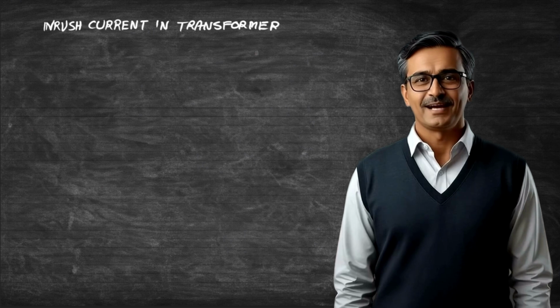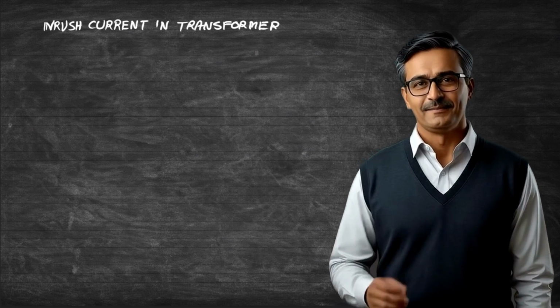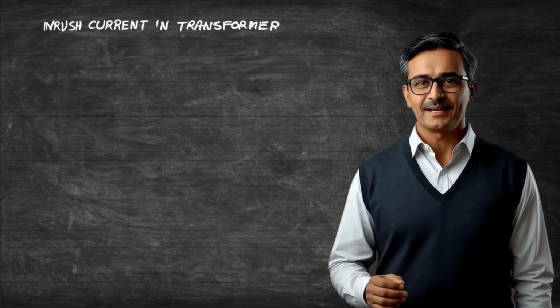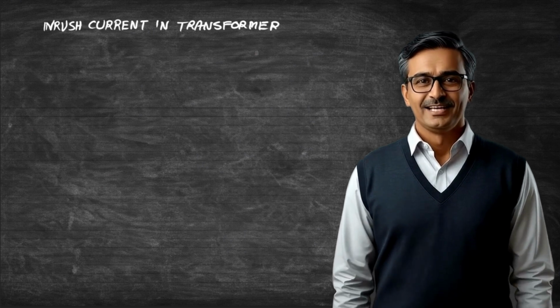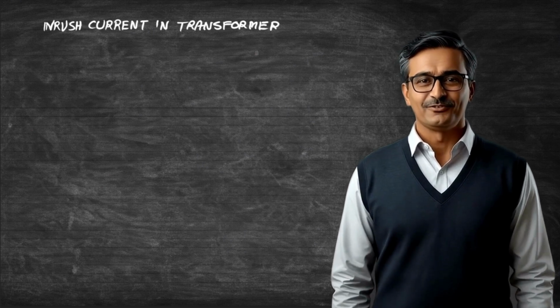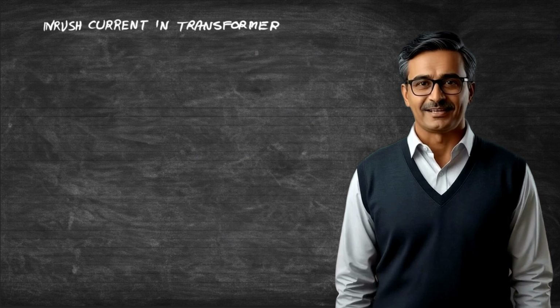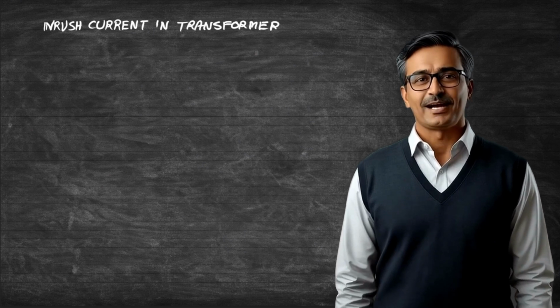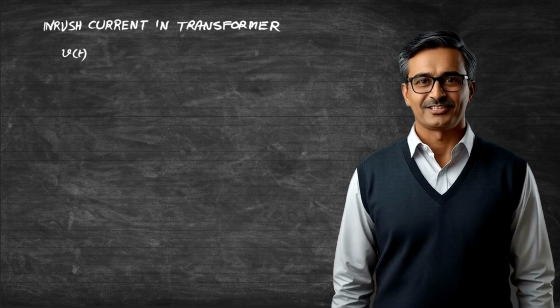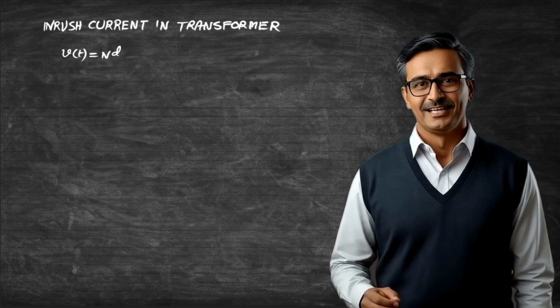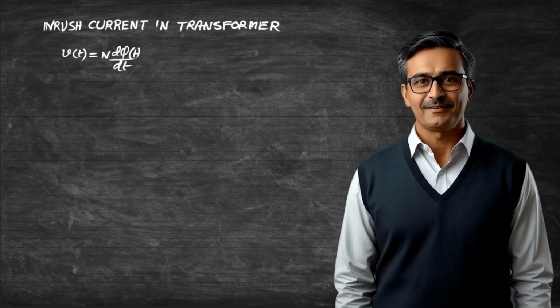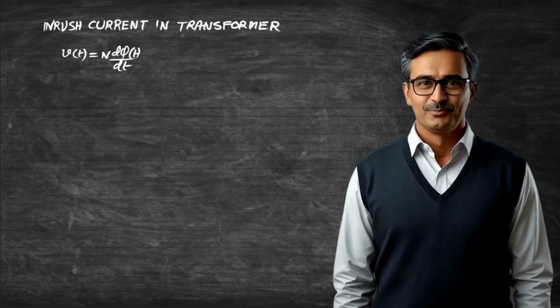Let us start with Faraday's law of electromagnetic induction. As per Faraday's law, the voltage induced across a winding of N turns is equal to the rate of change of magnetic flux linked with that winding. Therefore, we can write V(t) = N dφ(t)/dt, where φ(t) is the instantaneous magnetic flux produced by the winding in the core of the transformer.